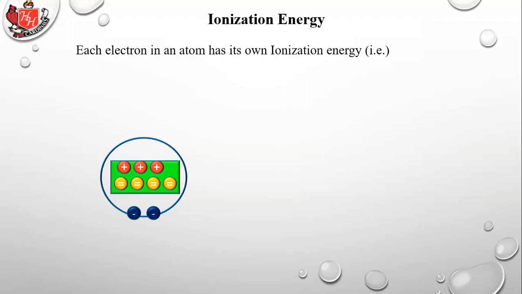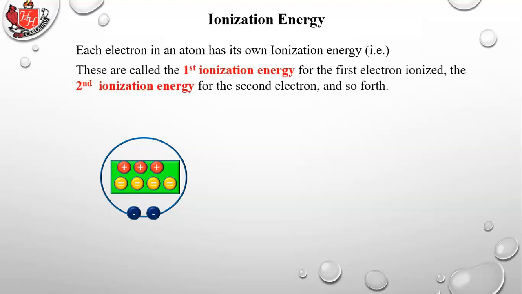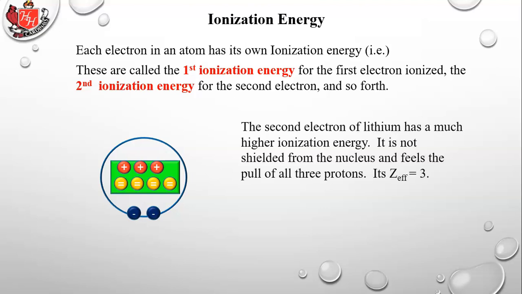Each electron in an atom has its own ionization energy. These are called the first ionization energy for the first electron ionized, the second ionization energy for the second electron, and so forth. The second electron of lithium has a much higher ionization energy. It is not shielded from the nucleus and feels the pull of all 3 protons. So its Z effective number is 3.